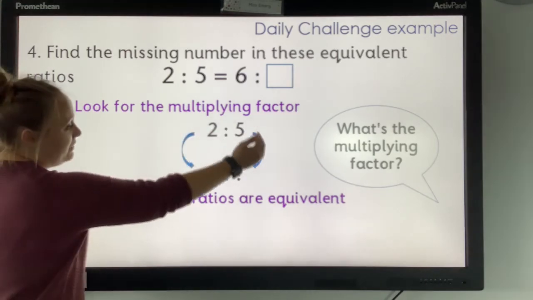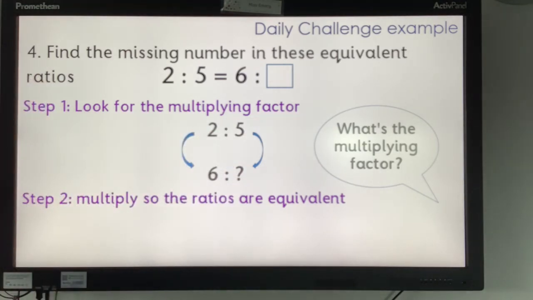So what do you need to do to 5 and what is the number? So what is the common factor? What's our multiplying factor? And therefore, what is our missing number?